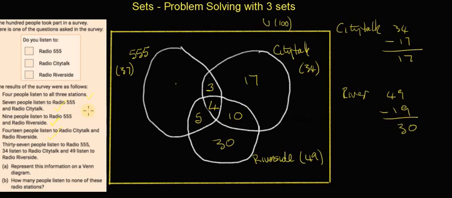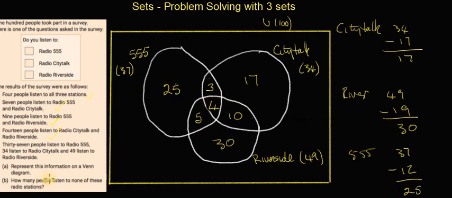And then 555, how many people listen to 555? 37. So 555 is equal to 37 people. Take away 5 and 4 is 9 and 3 is 12. And that's going to give me 25. So 25 people go here.